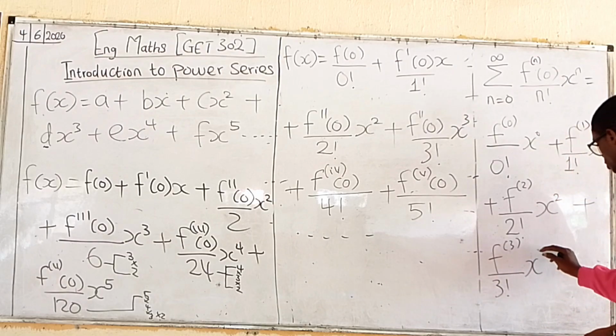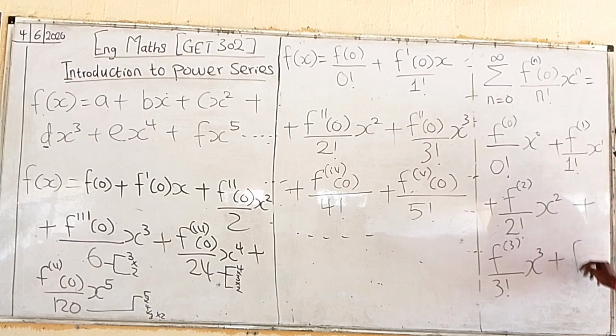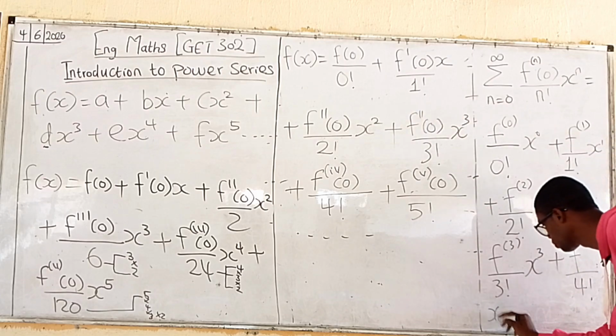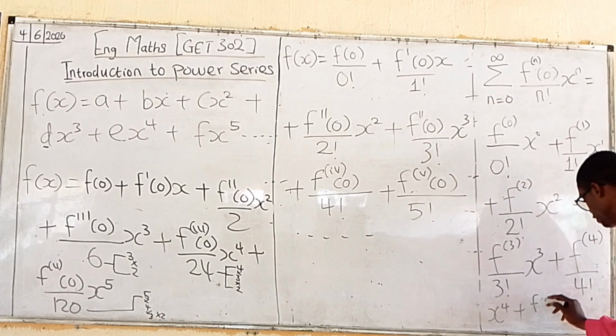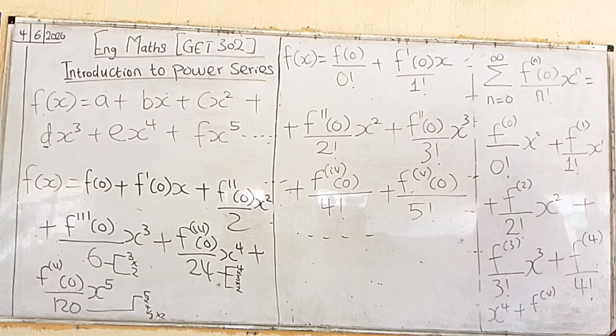x raised to power 3, plus f fourth derivative, all over 4 factorial, x raised to power 4. Let me write the x raised to power 4 here. Plus what next now? f fifth derivative, all over 5 factorial, x raised to power 5. Please don't forget, there's something I omitted.